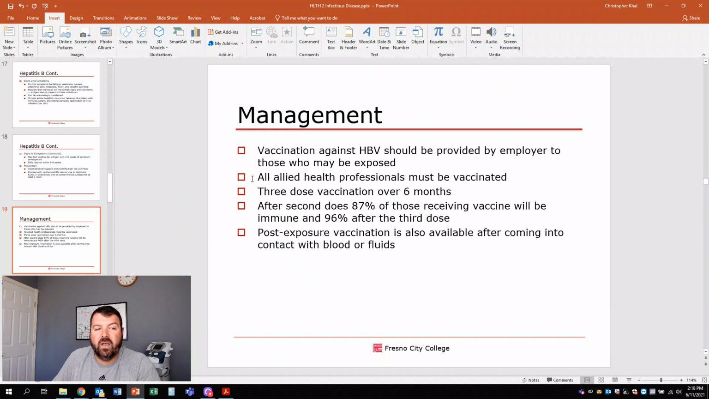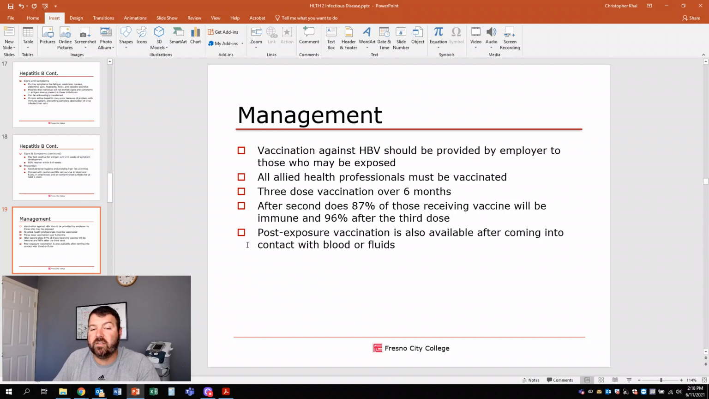All healthcare professionals must be vaccinated. 3 doses of vaccine over 6 months. After the second dose, 87% of those receiving the vaccine will be immune, and 96% after the third dose.